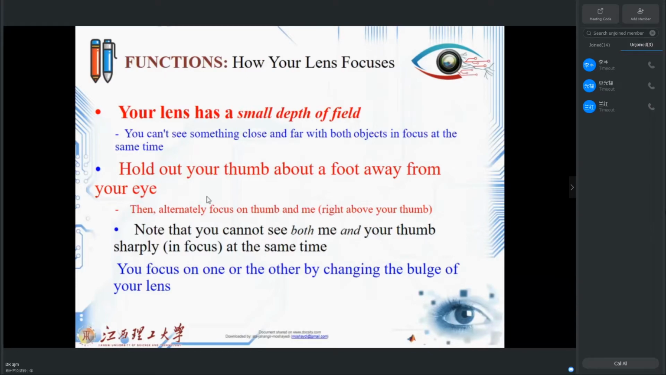You can hold your thumb about a foot away from your eyes. Then alternatively, you can focus on the thumb and, suppose, this figure. You will see that you cannot see both the figure, meaning the computer or mobile screen, and also your thumb sharply at the same time. Then you focus on one or the other by changing the bulge of your lens. With some period of time, you can focus on them.